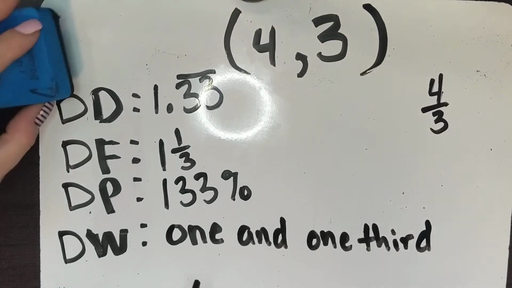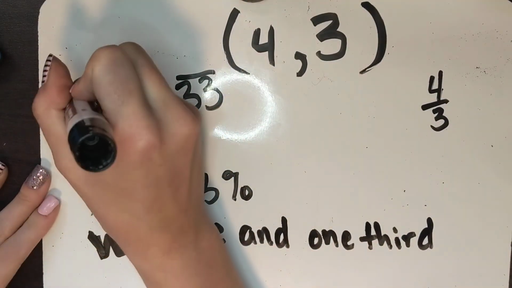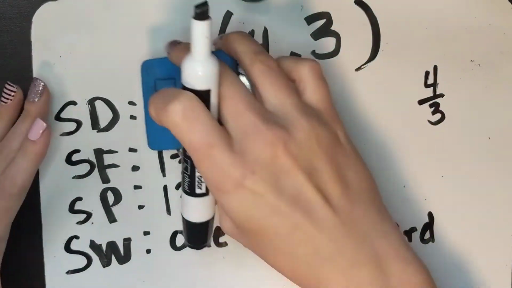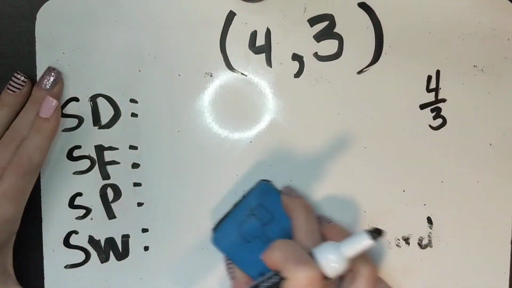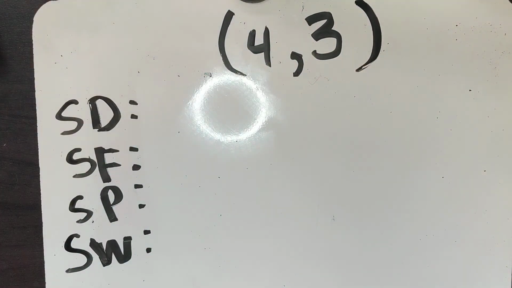Now the last slide you would have is subtraction. So you would have S, and then you would have to subtract your numbers. Now this one for me is going to be pretty simple because it's just 4 and 3. It'd be 4 minus 3. 4 minus 3 is 1.